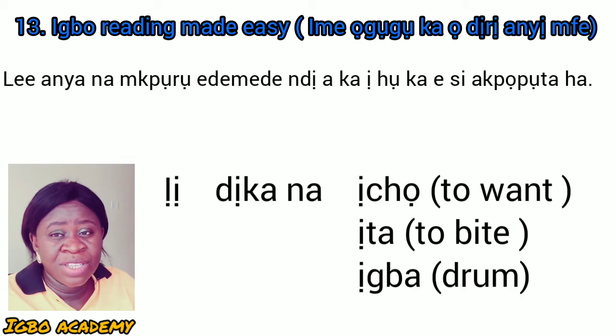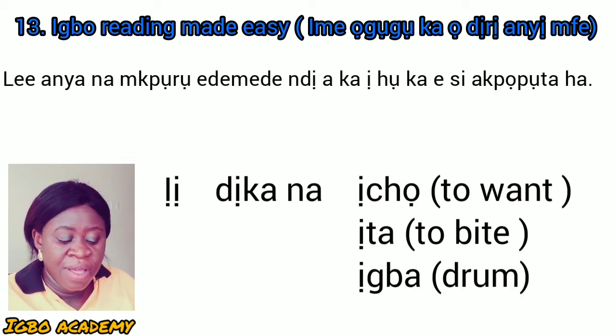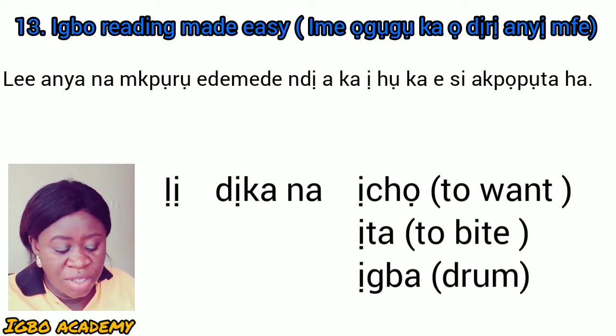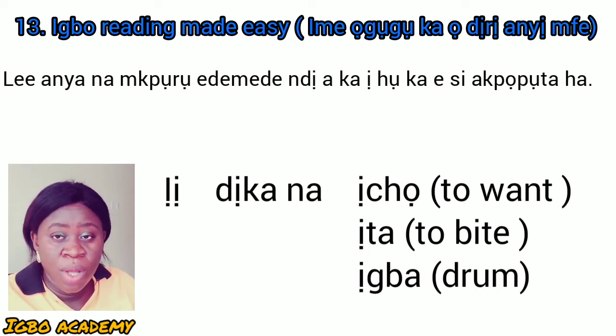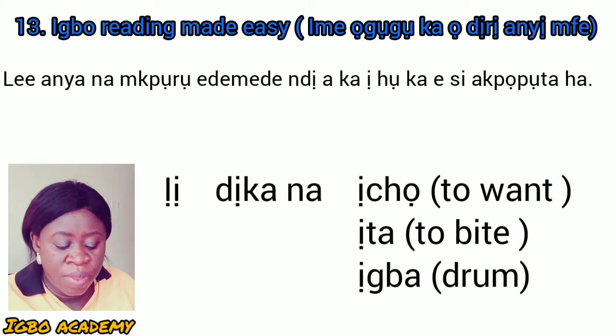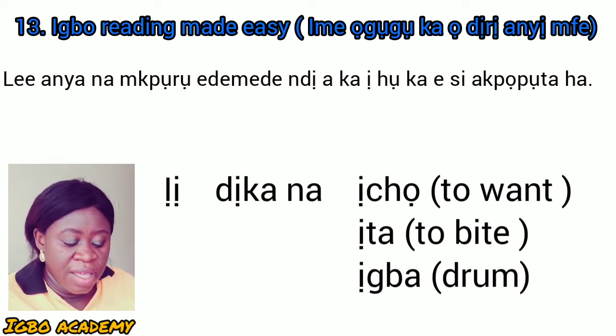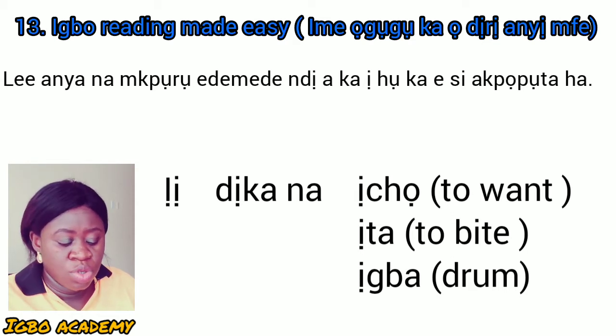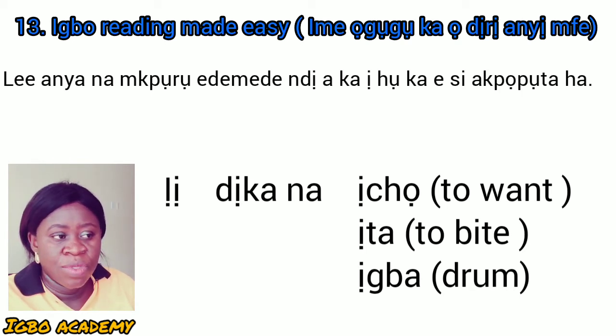Then the other I with a dot under. Dịka na ịchọ. Ịchọ means to want. Ịta, to bite. And ịgba, drum. Then, okay, dịka na ịchọ, to want, ịta, to bite, and ịgba, drum.